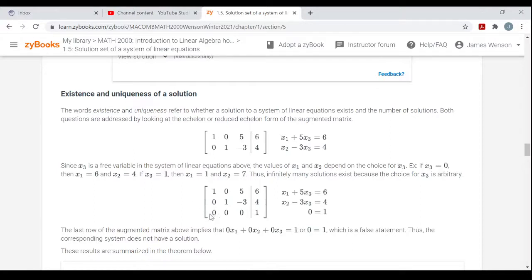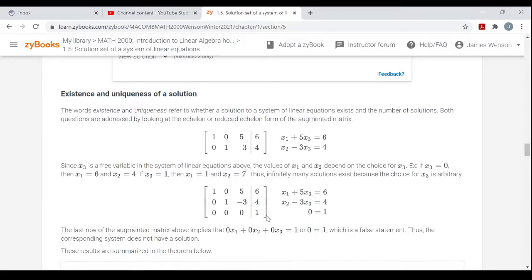Look at this matrix. You see the last row in this augmented matrix? See, it's 0x1 plus 0x2 plus 0x3 equals 1. You see, that corresponds to the equation 0 equals 1. 0 equals 1 is a false statement, no matter what you put in for the variables, right? Something that's always false. That tells me that the system that this matrix represents has no solution.